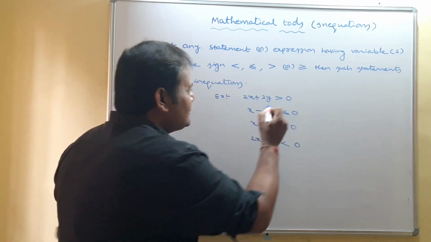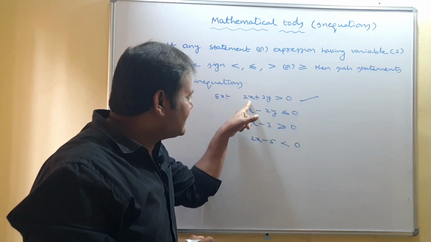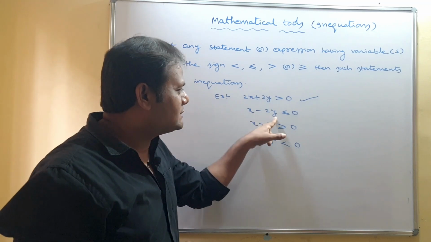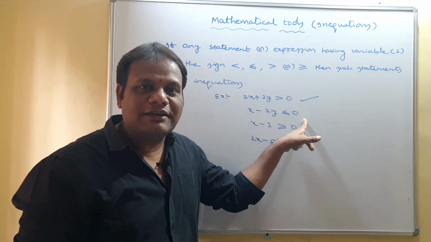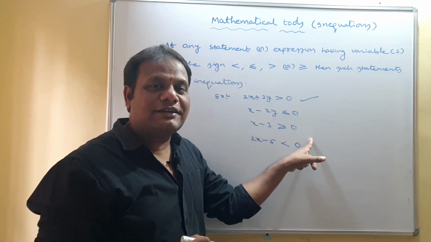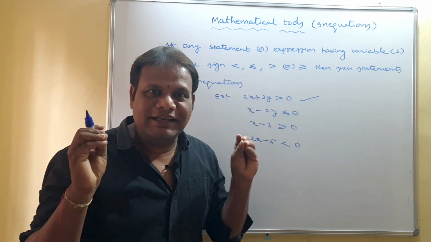Suppose this is one inequation. How many variables are there? Yes, we have two variables x and y. Coming to this, it is also one inequation with two variables. Here, this is the inequation having only one variable. So what is an inequation?